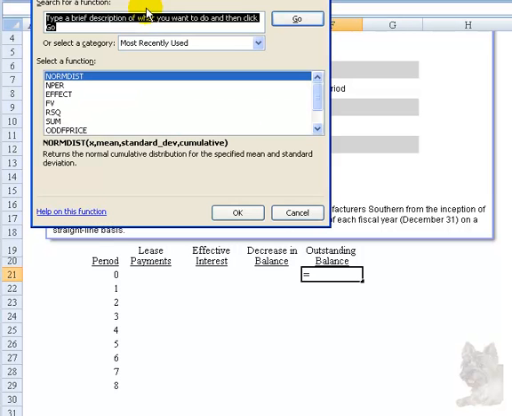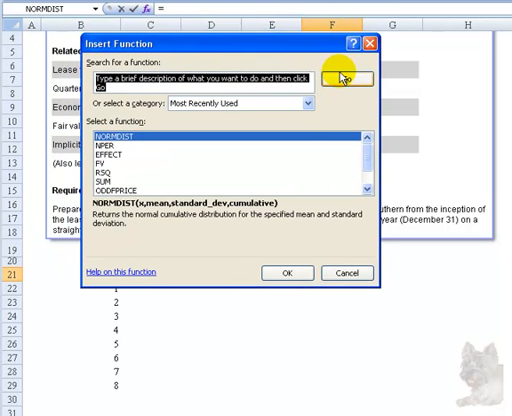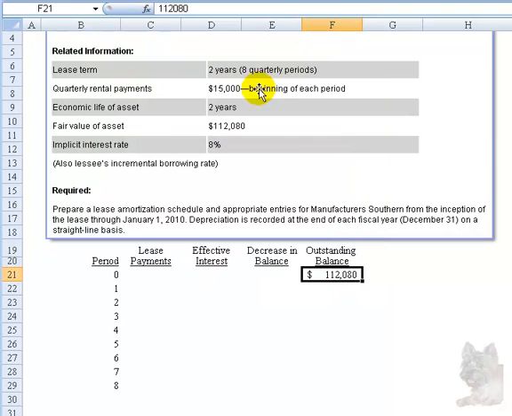Now you can also look up here to the formula bar, right? And if you hit this, you'll get a pop-up screen that'll insert the function. But the formula bar will also show you what's in the cell. So I've got that appearing on the screen.